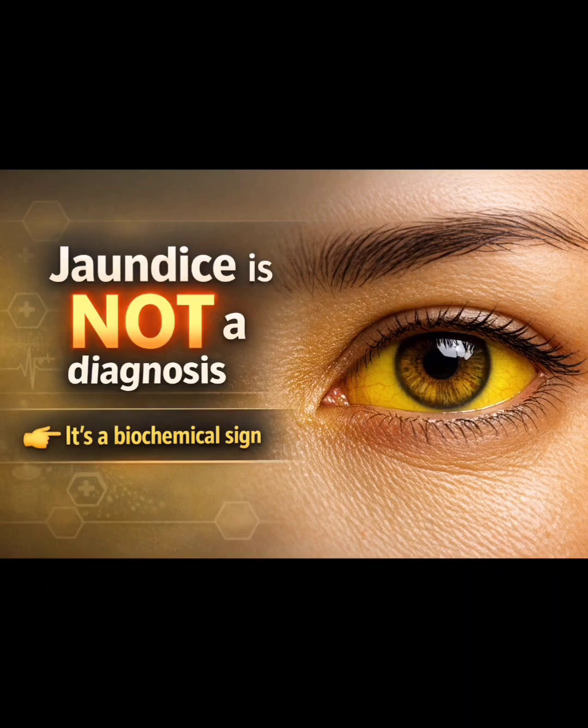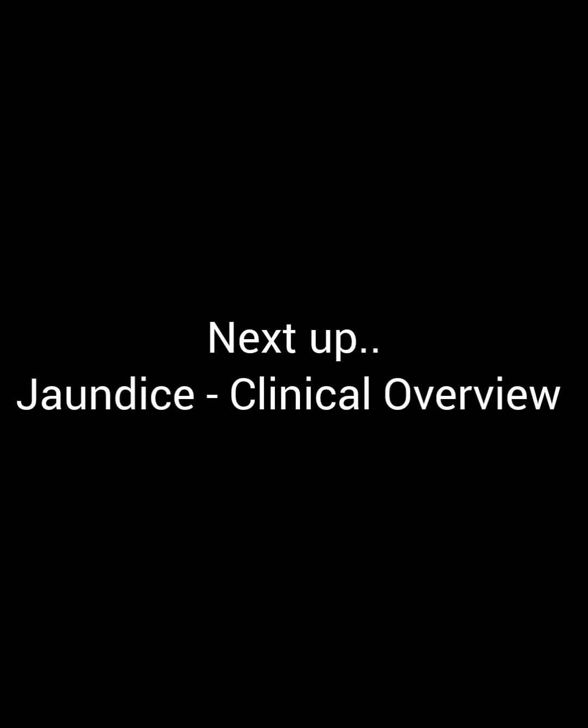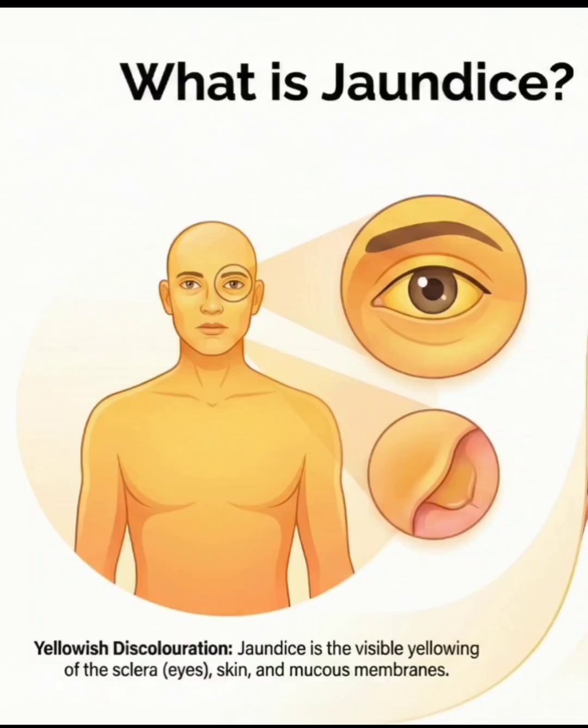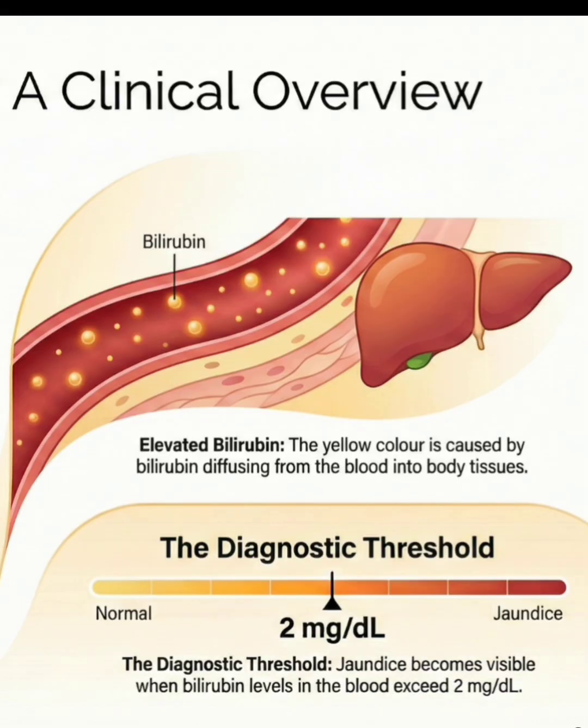Yellow eyes don't mean a liver disease. Jaundice is a biochemical sign, not a diagnosis. Jaundice is the visible yellowing of sclera, skin, and mucous membranes caused by bilirubin accumulating in blood. It becomes clinically visible when serum bilirubin exceeds 2 milligrams per deciliter and bilirubin starts diffusing into body tissues.